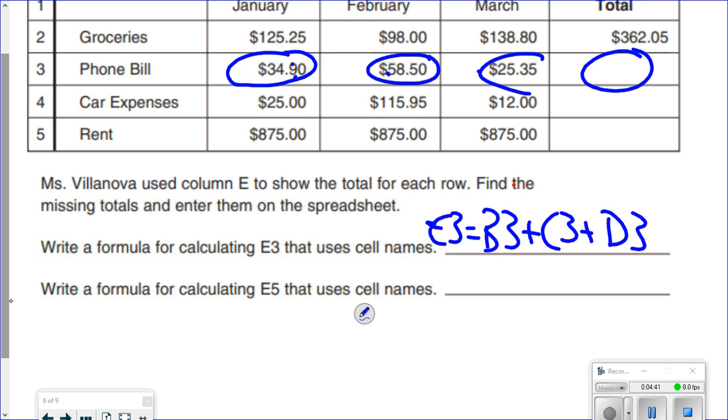E5, so I'll use a different color here. E5 equals, well, it would be B5 plus C5 plus D5. That is how you would write the formula for calculating E5. Let's move on.